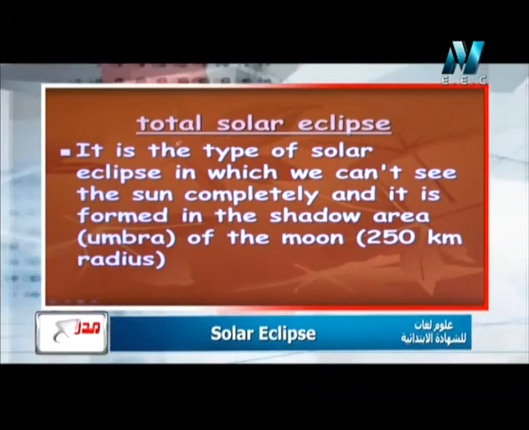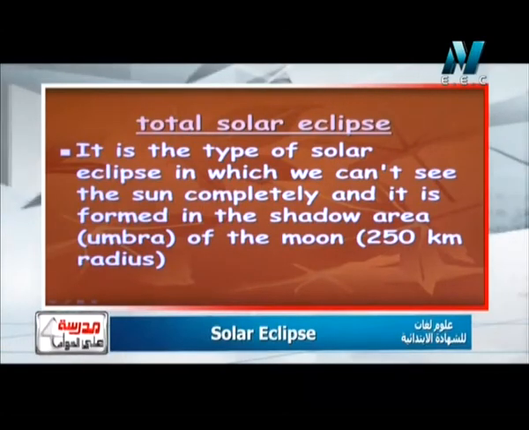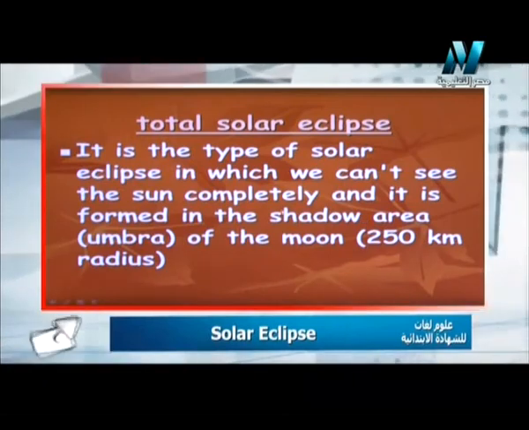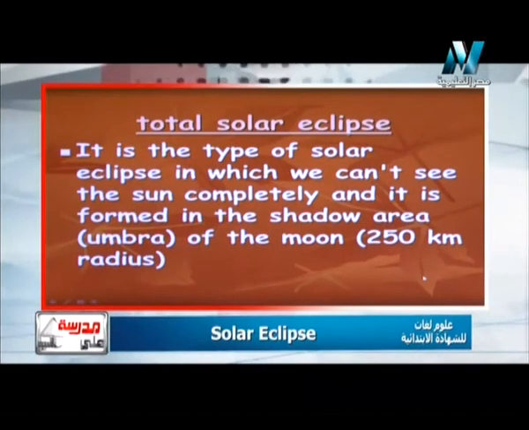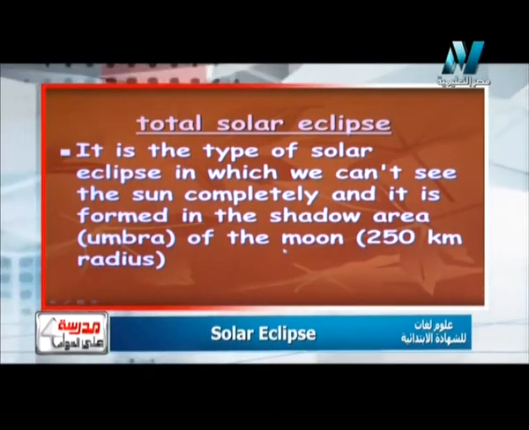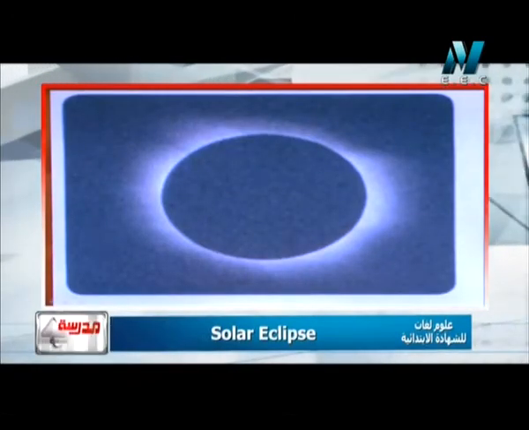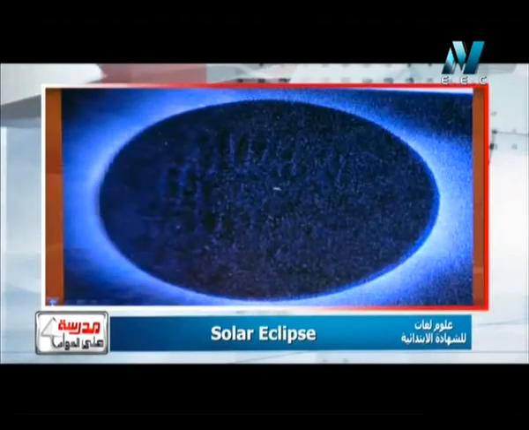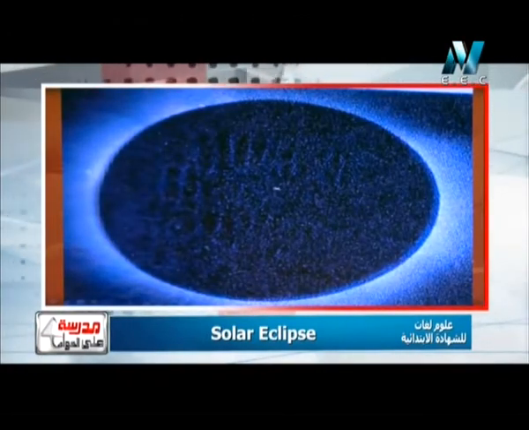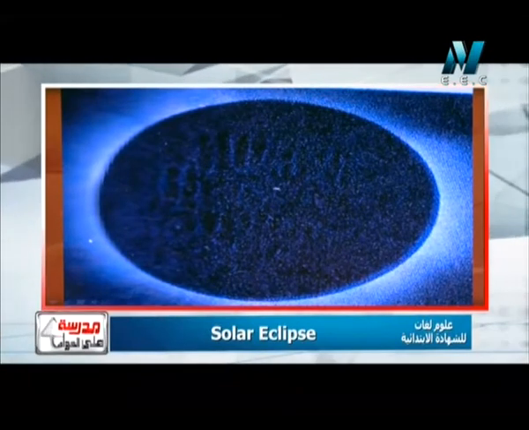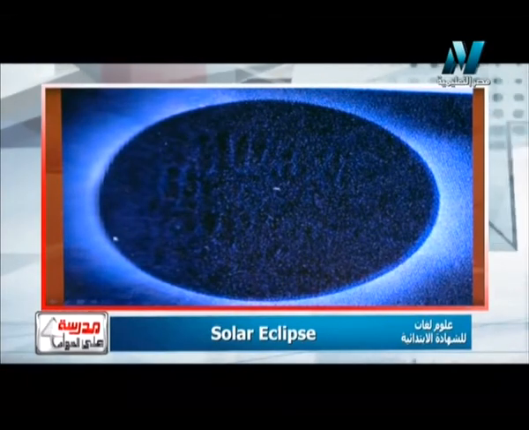Okay, so again, total solar eclipse is a type of solar eclipse in which we cannot see the sun completely, and is formed in the shadow area or the umbra area of the moon. Okay, so that's a very important picture for the total solar eclipse. Okay, here I have another picture. Look here, that's the sun. Imagine that the sun, which is very shiny all the days, will be like that, a black disk.